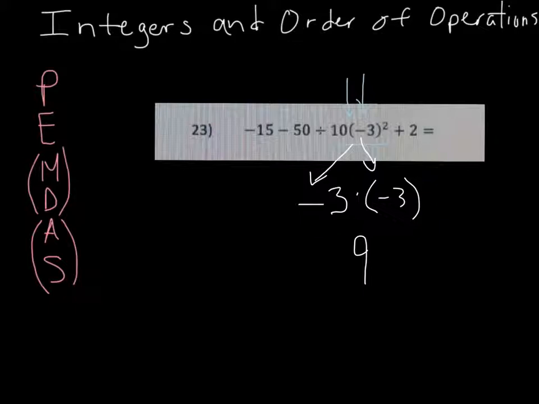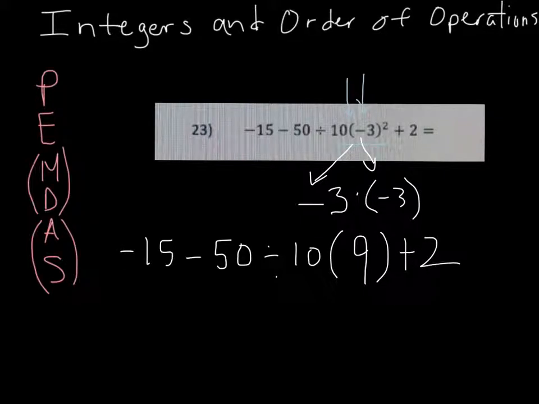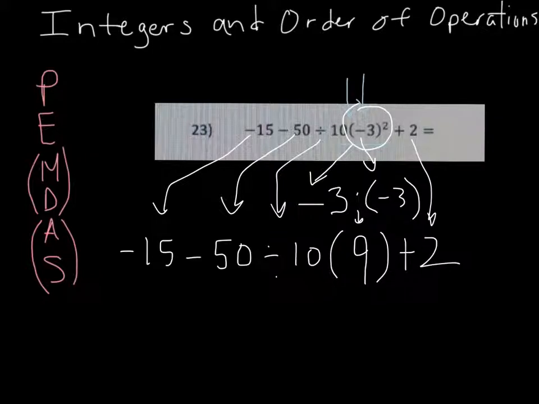So let me draw out the rest of the problem. So we have a 9 here, we have a 10. I know I'm putting this in backwards. I should have done it the other way. But I'm just rewriting the rest of the problem down here. So now all I've done is simplify this guy right here into 9. The rest of the problem I'm just rewriting here. Okay. So now I'm at negative 15 minus 50 divided by 10 times 9 plus 2.